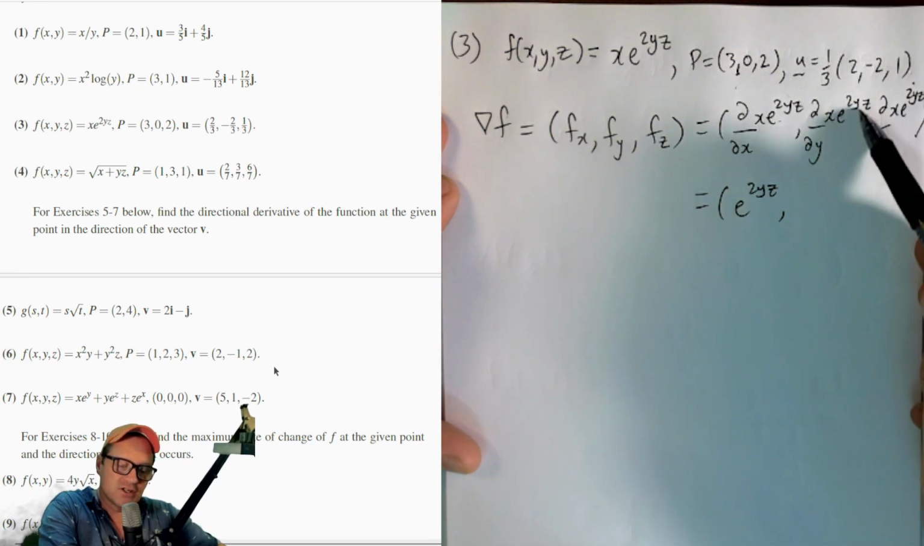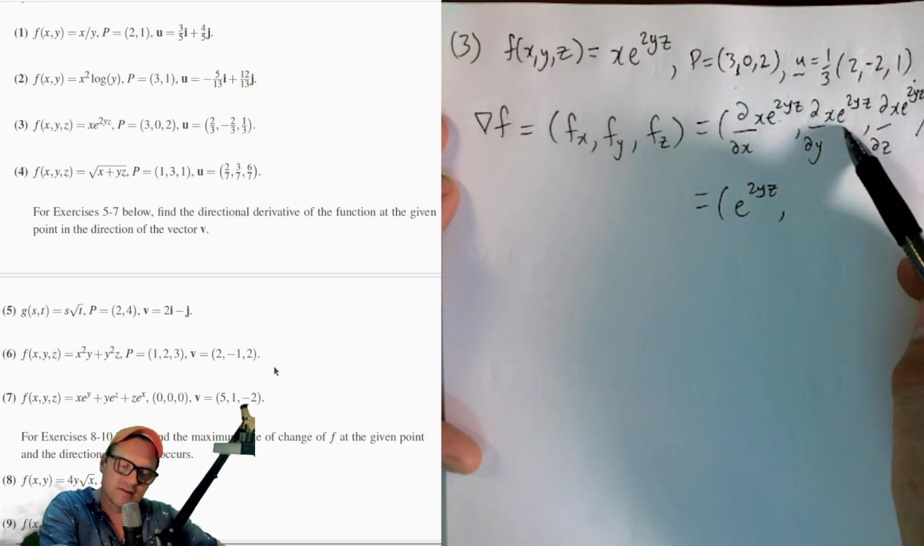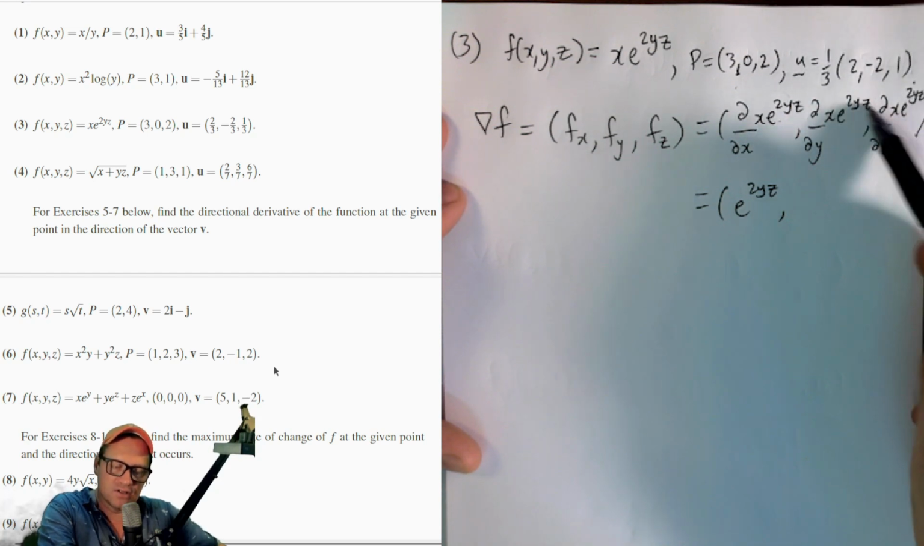Now differentiating this with respect to y, the x can come through the operator, and so we differentiate e to the 2yz.